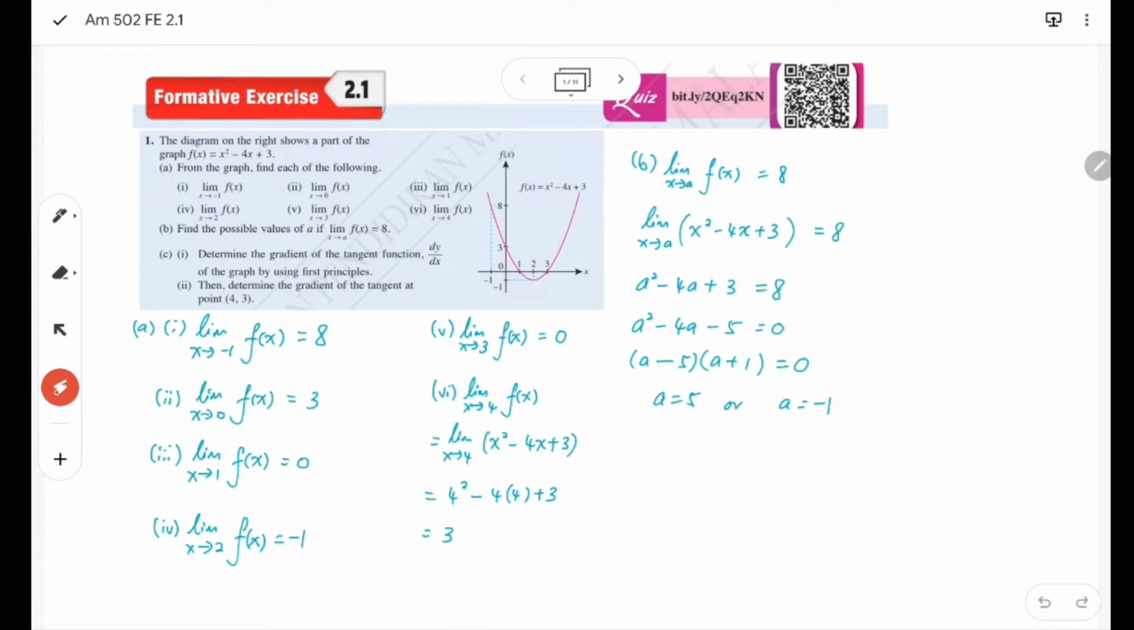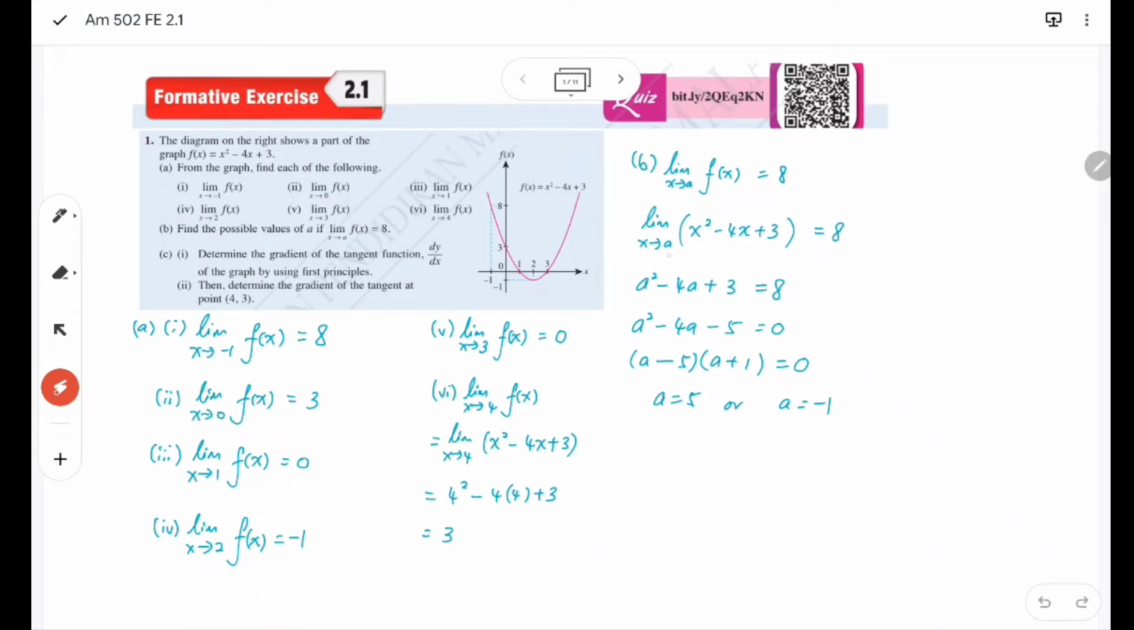B. Find the possible values of a if the limit of f(x) when x tends to a equals 8. When f(x) equals 8, this is the place. So we will see from left and right, they are going toward 8. And same thing on the right, from the left, from the right, they all tend to 8.